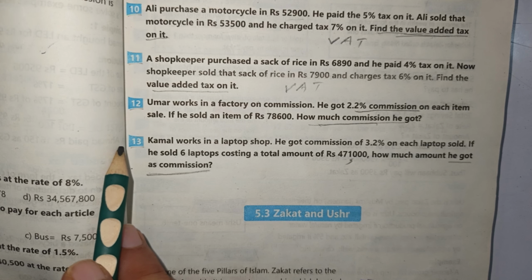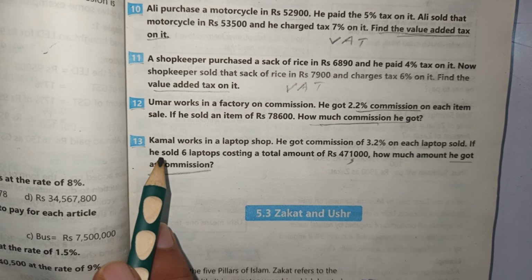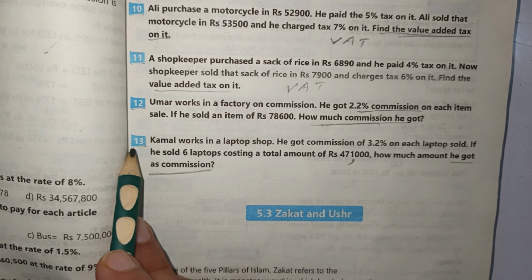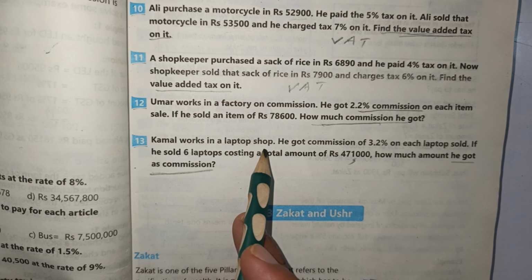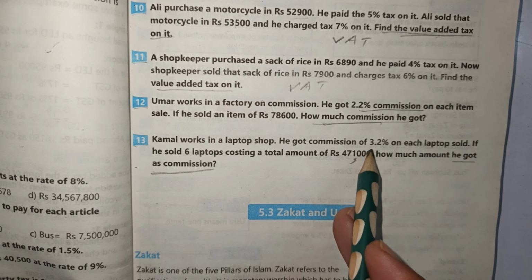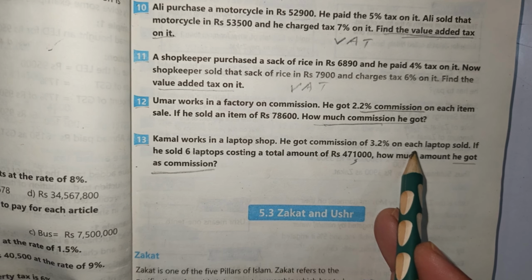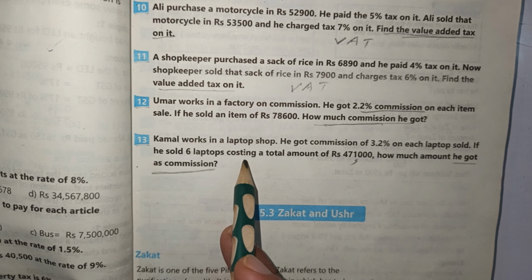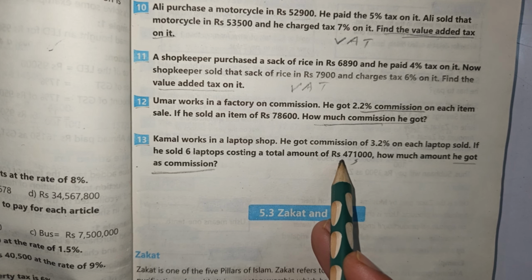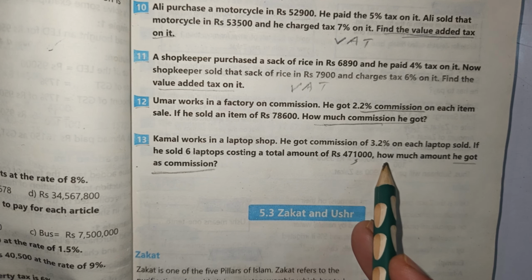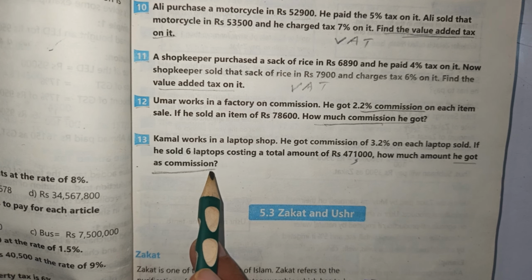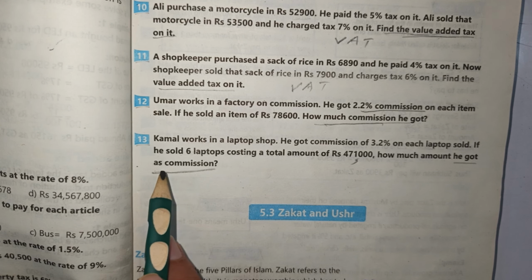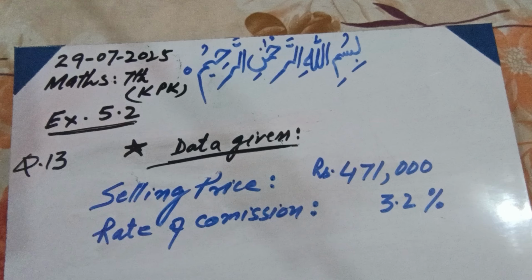Okay, moving towards the last question of exercise 5.2. It is question number 13. Kamal works in a laptop shop. He got commission of 3.2% on each laptop sold. If he sold 6 laptops costing a total amount of rupees 471,000, how much amount did he get as commission? So here we have to find the amount of commission.